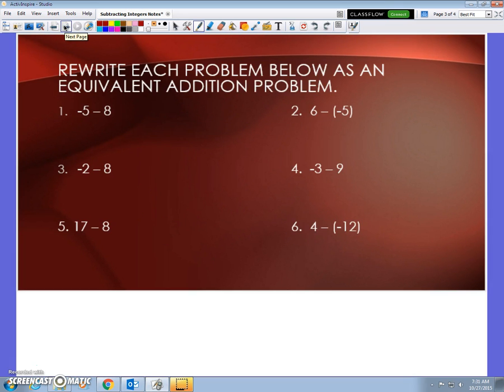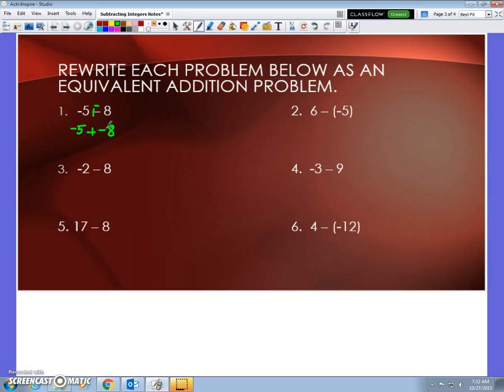Okay? So what I want to do here is I just want to do the change. I just want to practice that. I don't want to find the answer. I just want to change what the problem should look like. Negative 5 minus 8. We're going to leave the negative 5 alone. We're going to change. So really what happens is I have negative 5 plus negative 8. Now we know how to, with same signs, add and keep different signs. So we can solve that, negative 13, but that's not what it asks us. We just want to rewrite each problem below.